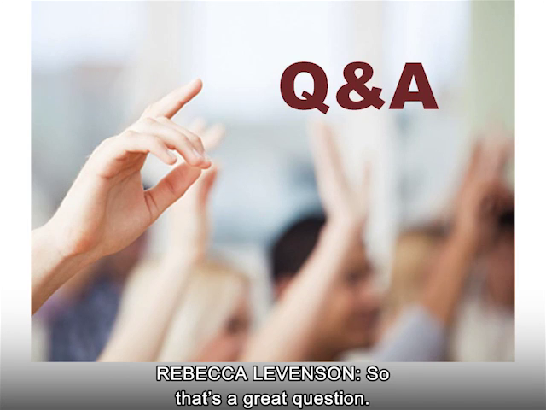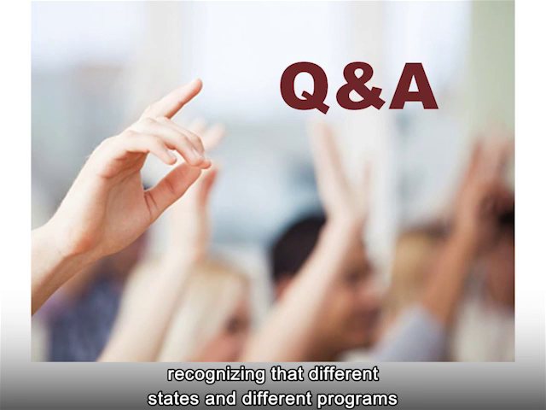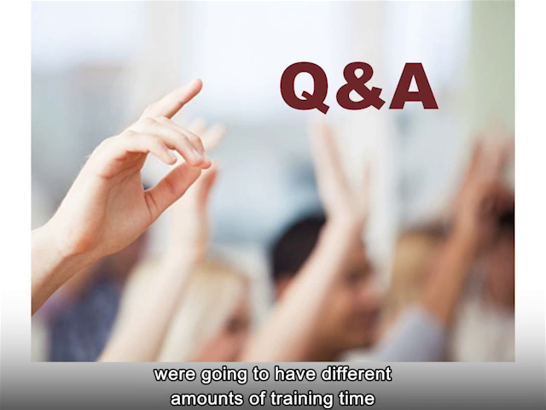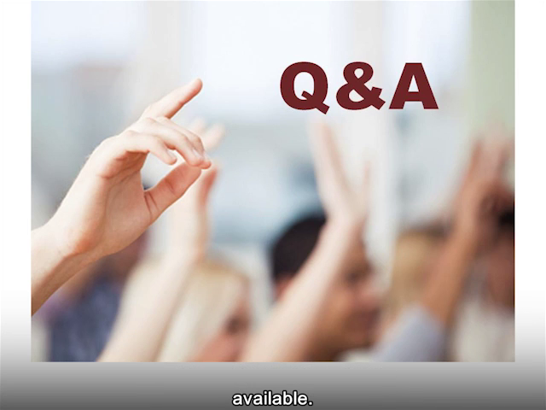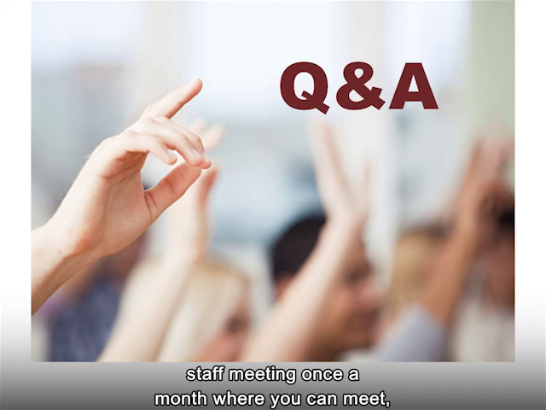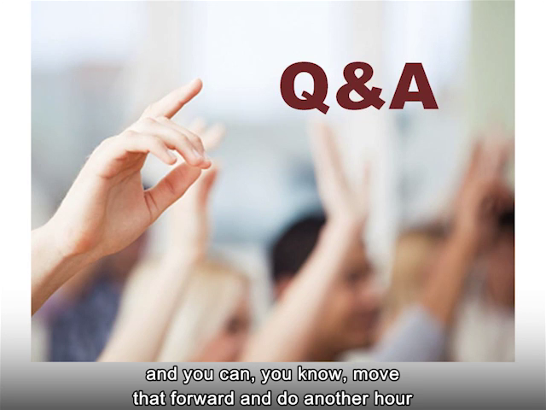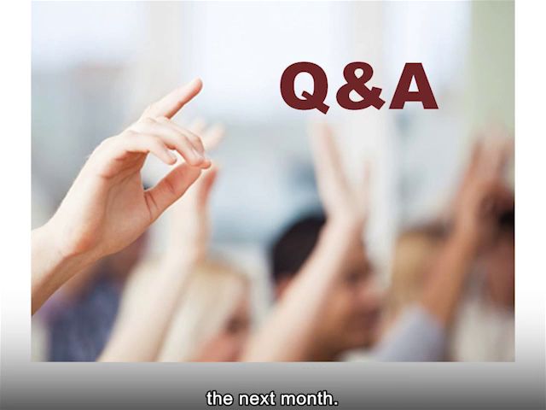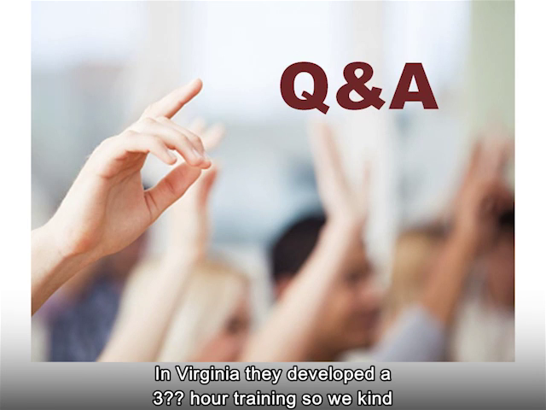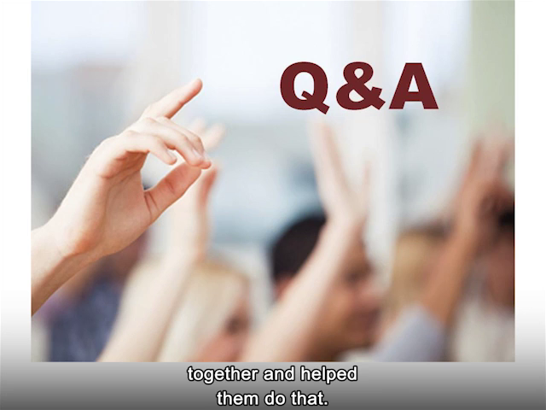So that's a great question. And one thing I want to mention is that we developed this curriculum to be very flexible, recognizing that different states and different programs were going to have different amounts of training time available. And the reality might be that you have a 1-hour staff meeting once a month where you can meet and do one little portion of the curriculum, and move that forward and do another hour the next month. In Virginia, they developed a 3.5-hour training, so we distilled the key pieces from various modules together and helped them do that.